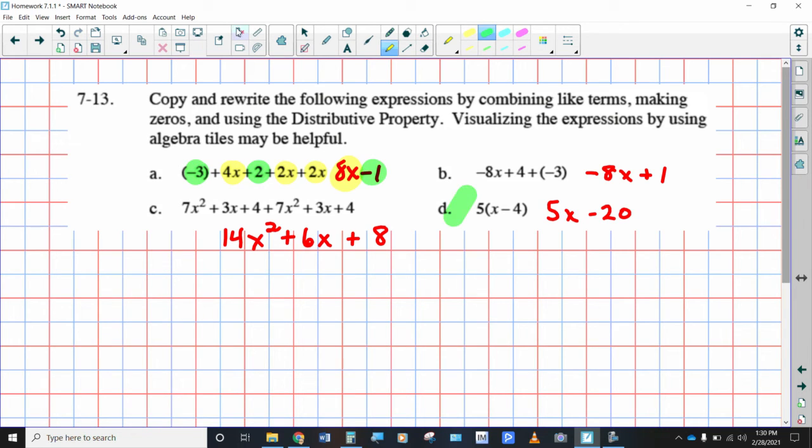For this one, you've got your -8x, which doesn't have any other x term to combine with. And then we add your 4 and your -3 together to give you +1.